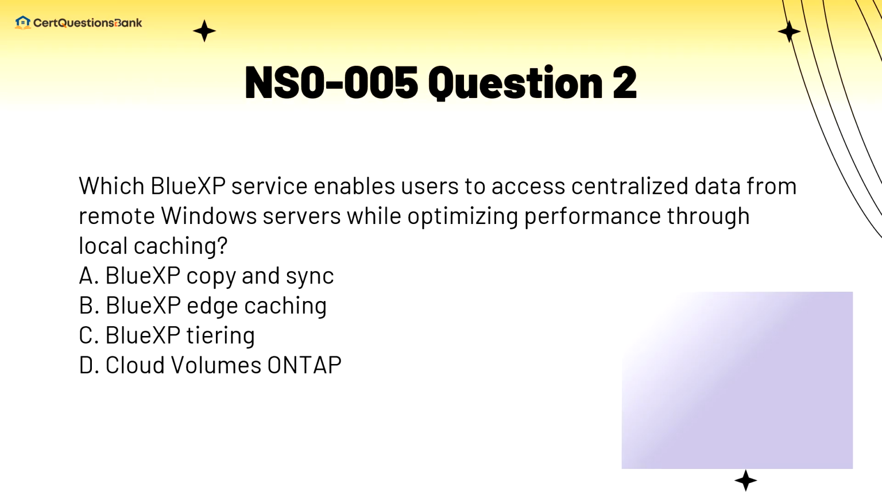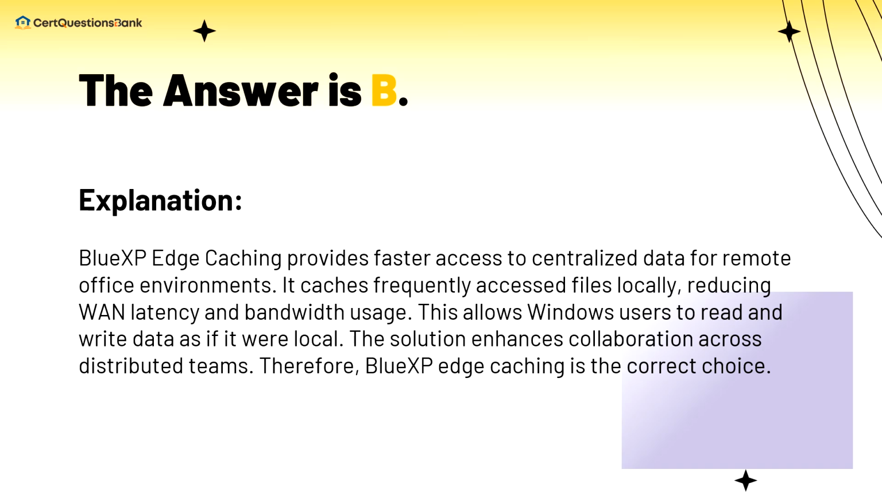Which BlueXP service enables users to access centralized data from remote Windows servers while optimizing performance through local caching? A. BlueXP Copy and Sync. B. BlueXP Edge Caching. C. BlueXP Tiering. D. Cloud Volumes ONTAP. The answer is B.